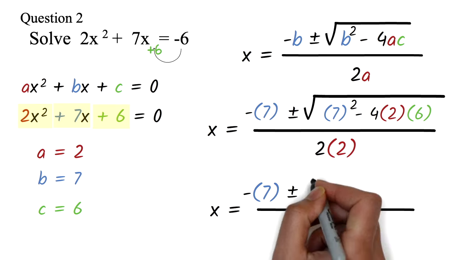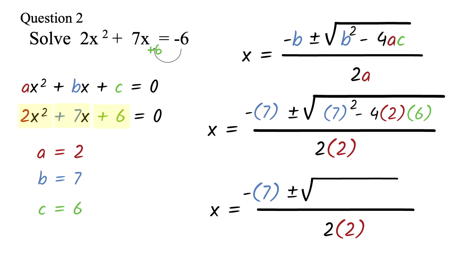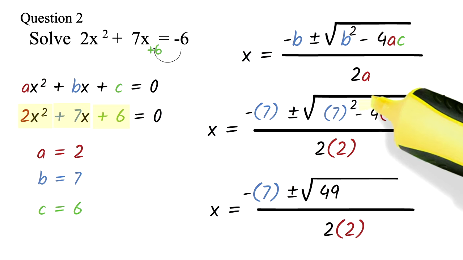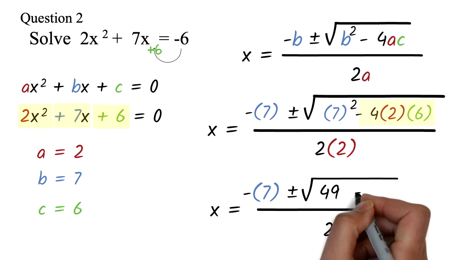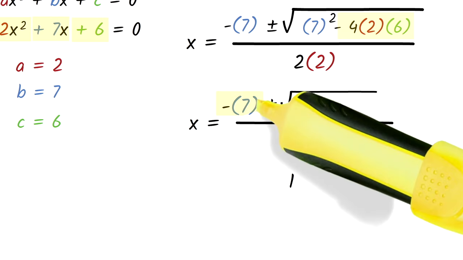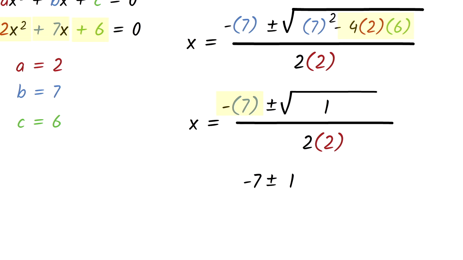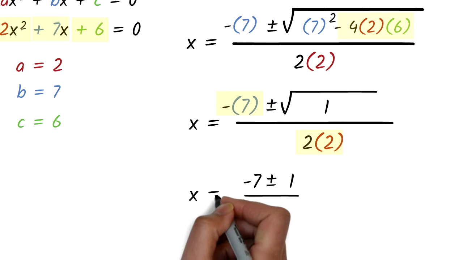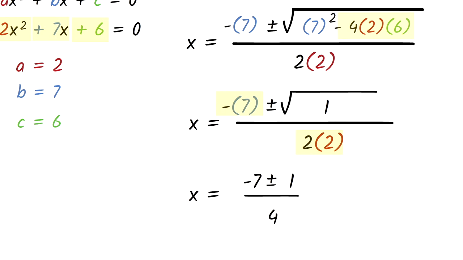We work out what is under the root sign first. 7 squared is 7 times 7, which is 49. Minus 4 times 2 times 6 will be negative 48. So we add 49 minus 48 to get 1. We can then find the square root of the 1. Square root of 1 is 1. This part is simply negative 7. The 2 times 2 in the denominator will be 4. So we now have x equals negative 7 plus or minus 1, all over 4.